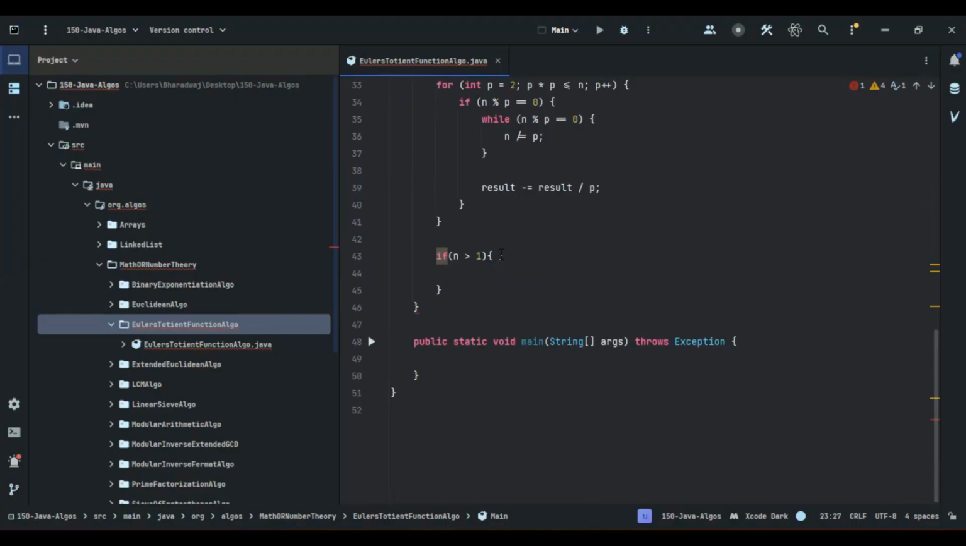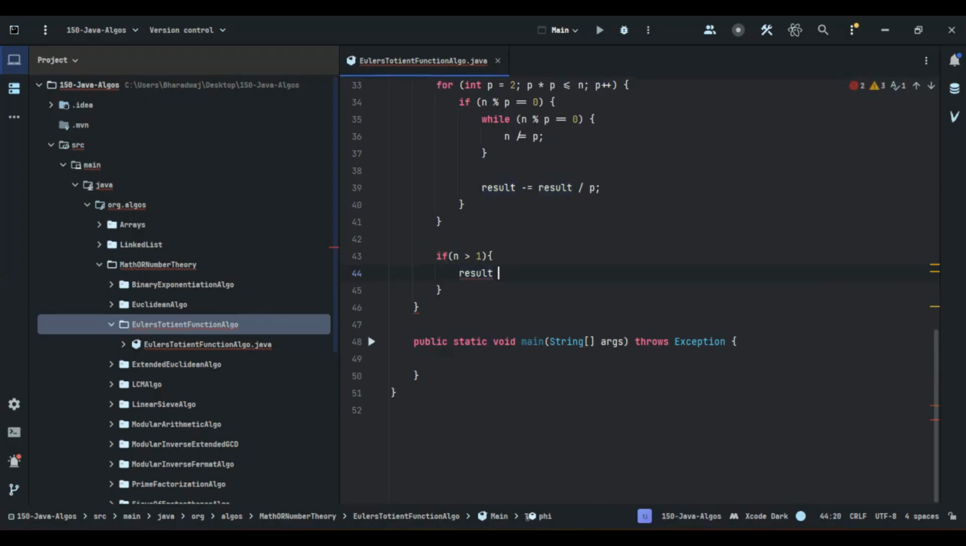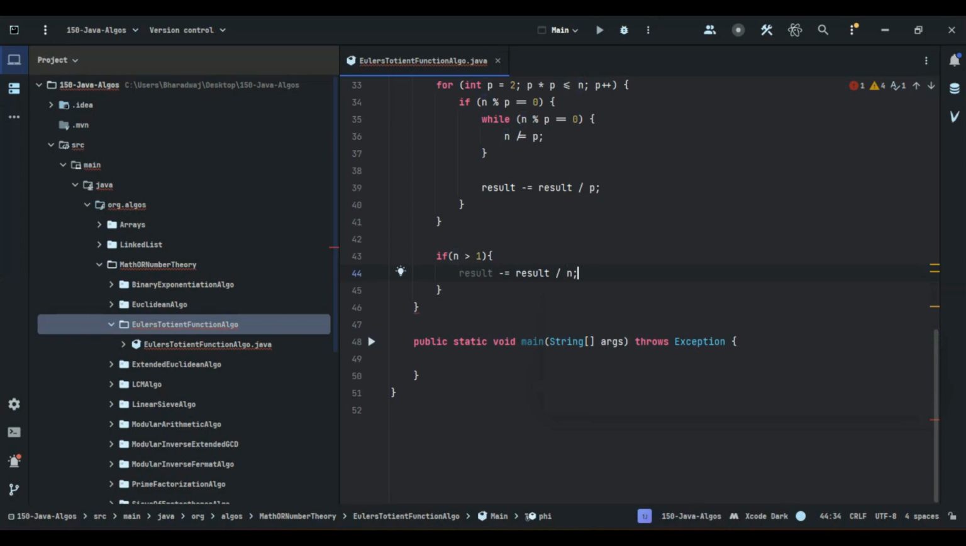So how can I write this in the form of code? If n is greater than 1, then result equals result minus, and we have already written this, so again result equals result minus result by, instead of p, it's a prime factor, so all we have to do is result by n. It's as simple as that. If the remaining n is prime, then we are applying the final prime factor, which we have already done.